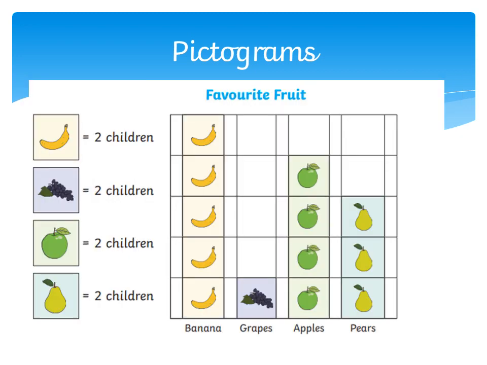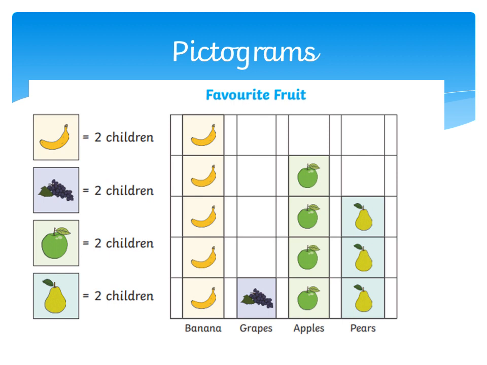So this pictogram here looks slightly different. Rather than going across in rows, we've got some columns here. At the bottom, we've got the titles, and we've got banana, grapes, apples, pears. And we can see now on this pictogram, our key is slightly different. It's telling us that each picture of the fruit is 2 children. So we're going to count in 2s to get our totals.